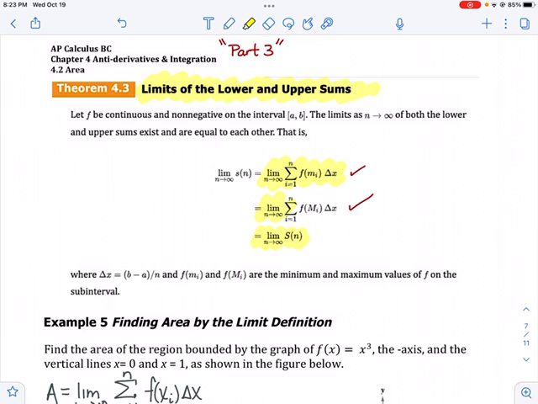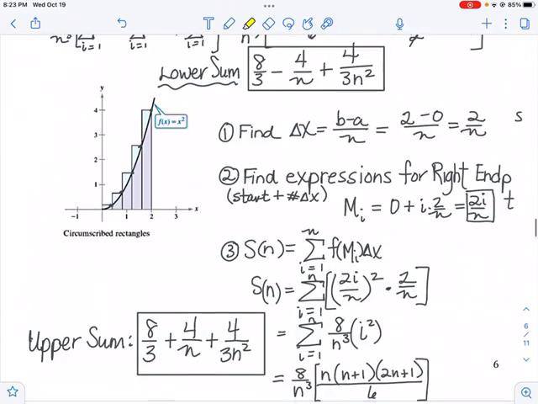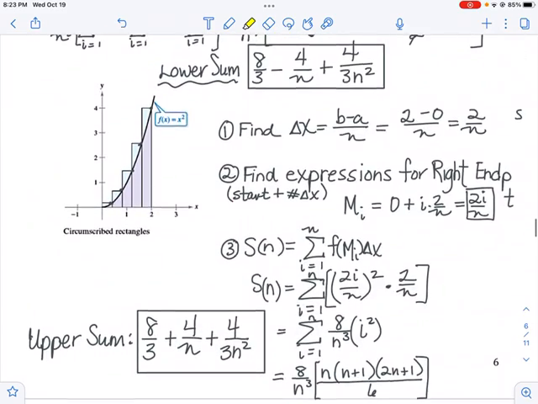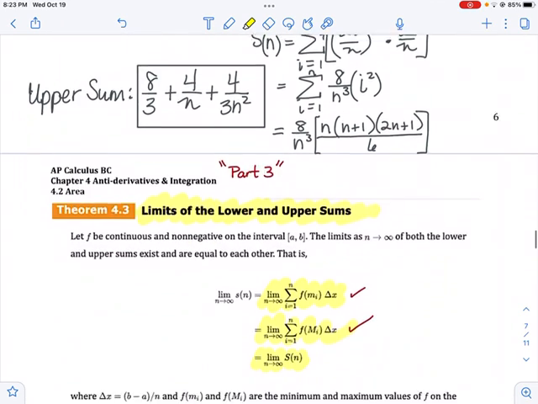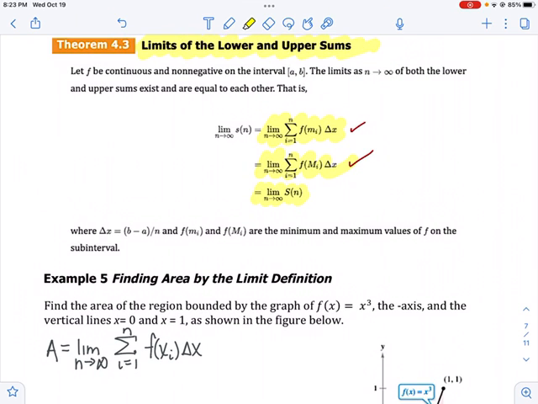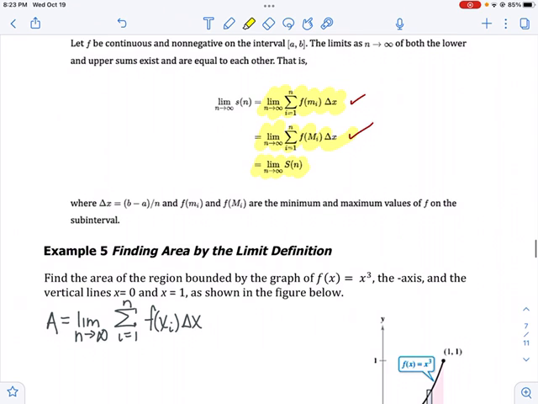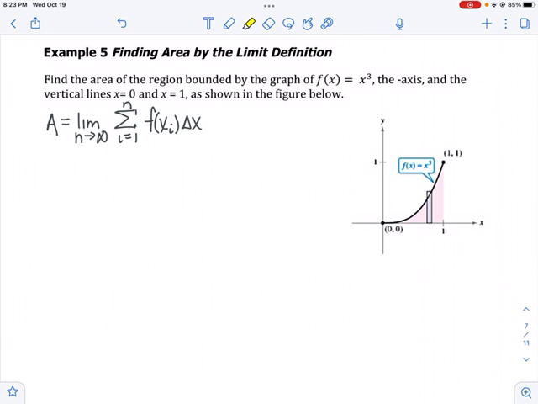And that's just what we were talking about when we had the limits as n goes to infinity. We pictured, oh, it's got to be 8/3. Because if you notice, the 8/3 is the only thing that's left as n goes to infinity. Those two terms drop out and become 0. Here delta x is equal to (b minus a) over n, and f of m sub i and f of capital M sub i are the minimum and maximum values of f on the subinterval.